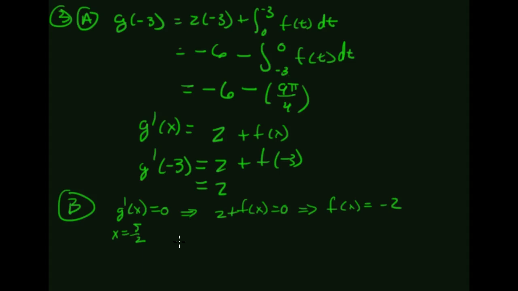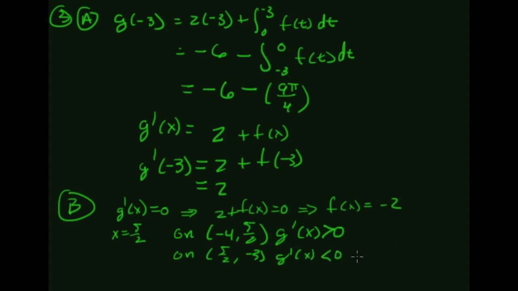So if I look at this, on negative 4 to 5 halves, g prime of x has to be positive, so it's increasing. On 5 halves to negative 3, g prime of x has to be negative, so it's decreasing. So this means I have to have an absolute maximum at x is 5 halves. So there's A and B of the problem. Let's move on to C and D.